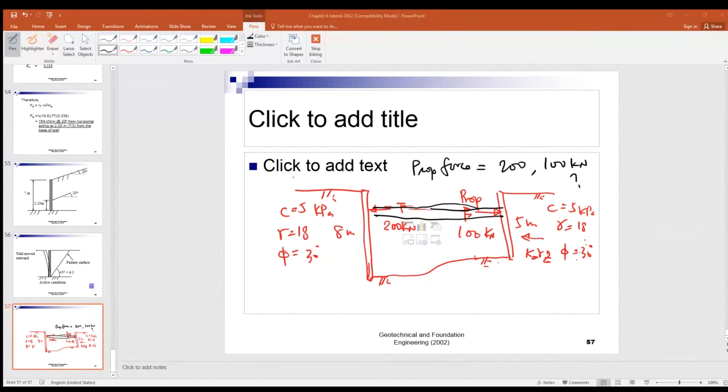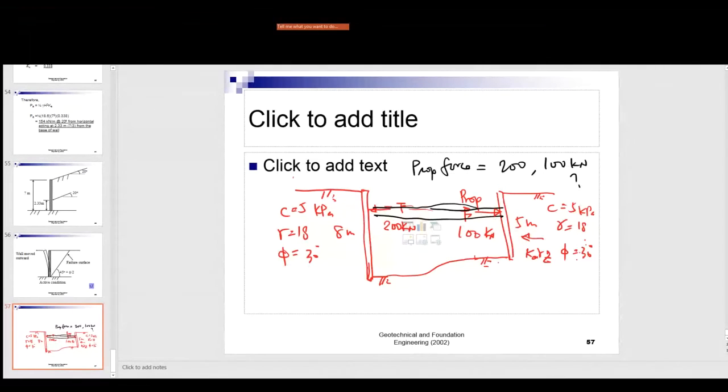200 kilonewtons, the force. On the left-hand side, the force in the prop is 200 kN, because it retained a greater height, 8 meters. On the right-hand side, the prop just retained a wall of height 5 meters only, so the force will be smaller. So that's 100 kN.